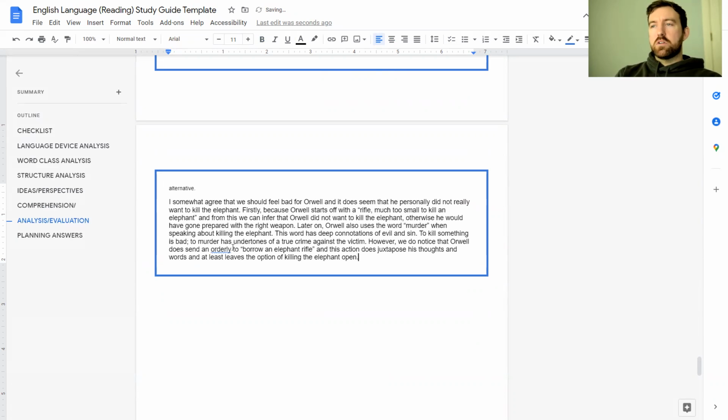And then I would go on to explain, on balance, I feel that we sort of agree Orwell doesn't, and therefore we sort of feel sorry for him. And yeah, that's evaluation though. Do you see? We're forming a judgment, we're taking bits of evidence, we're weighing up whether it's agree or disagree. I can't do any more than that.